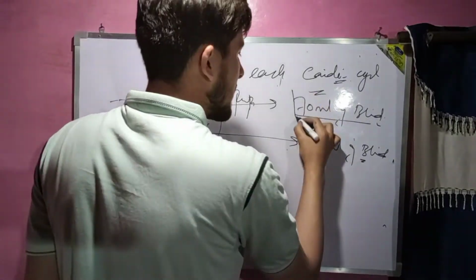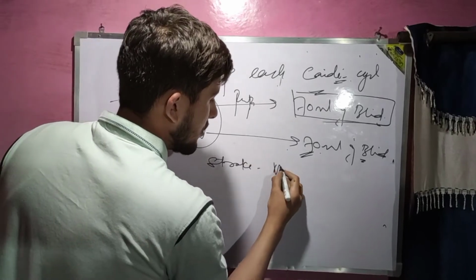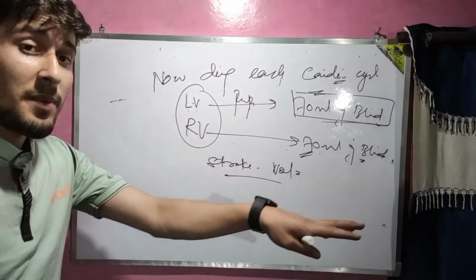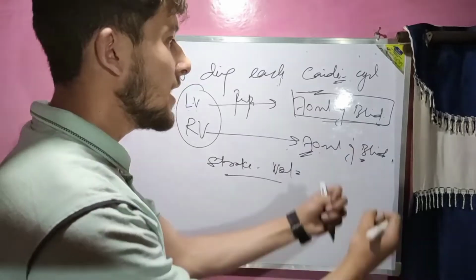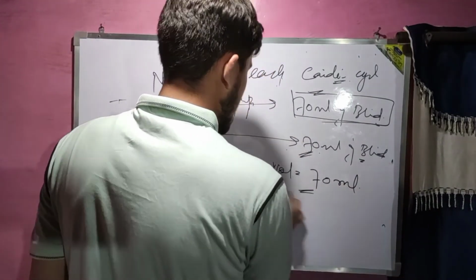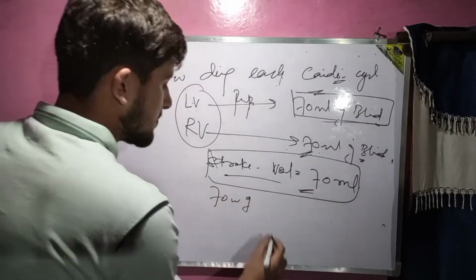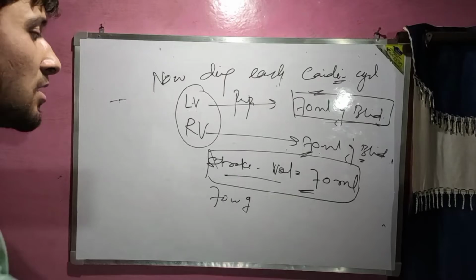This 70 milliliter of blood is called the stroke volume, or the volume pumped by each ventricle during each ventricular systole. This is called the stroke volume. That is, the stroke volume in our human body is 70 milliliter. That is, 70 milliliter of blood is pumped by the ventricles in one beat. This is called the stroke volume.